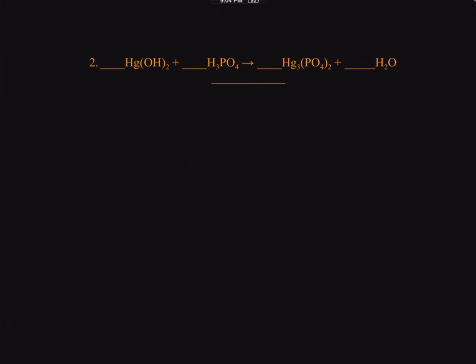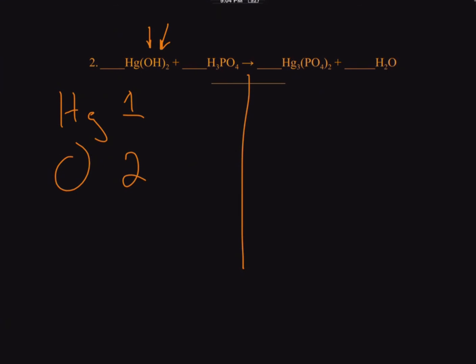Okay, here's the next one. The line for this one is right here. Always draw the line at the arrow that separates the reactants from the products. So we have 1 mercury. On the left hand side we have 2 oxygens here, and 2 hydrogens here plus another 3 here. That gives us 5.